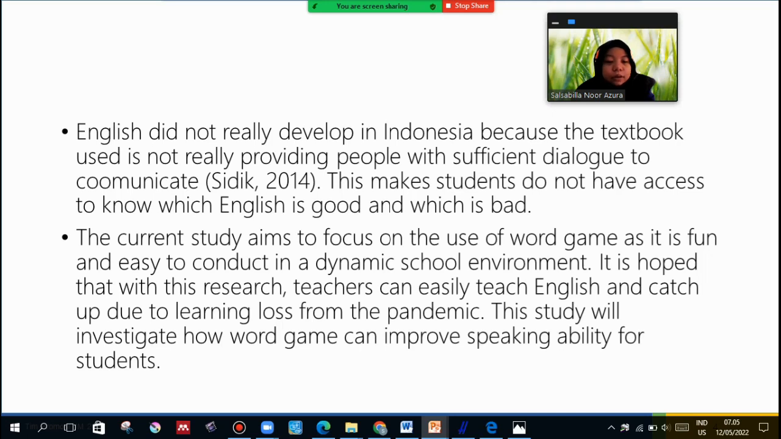The current study aims to focus on the use of word game as it is fun and easy to conduct in a dynamic school environment. It is hoped that with this research, teachers can easily teach English and catch up to the learning loss from the pandemic. This study will investigate how word game can improve speaking ability for students.